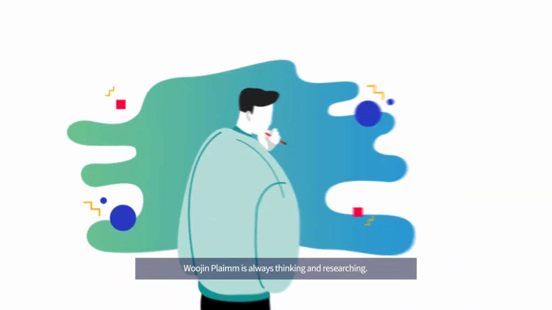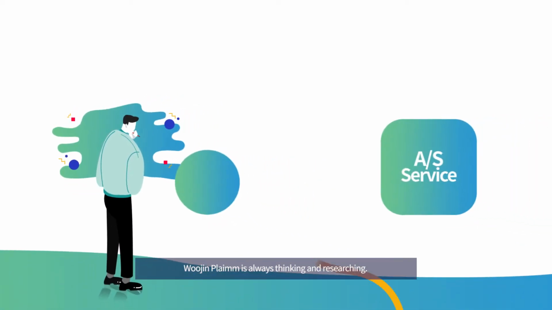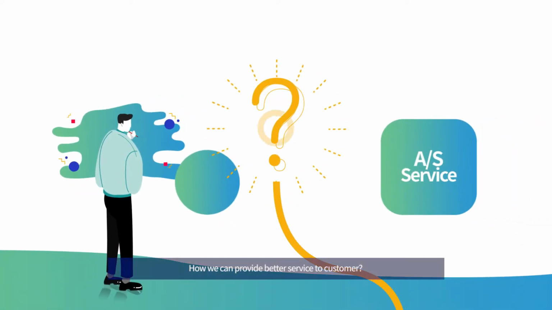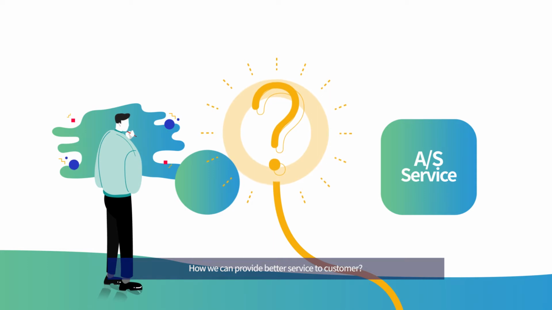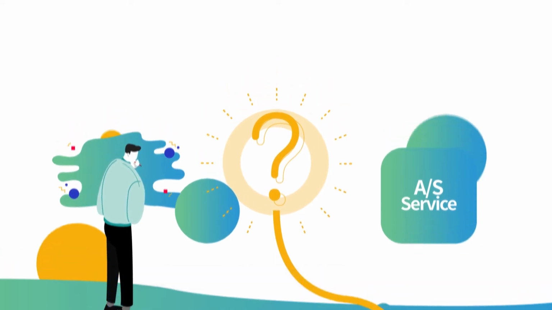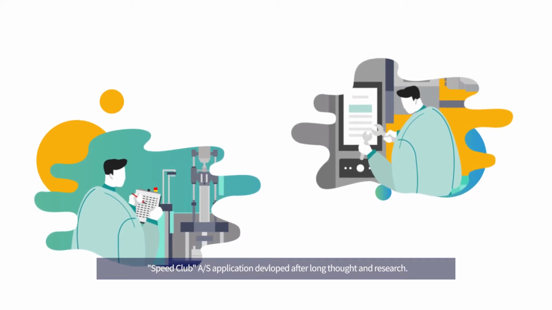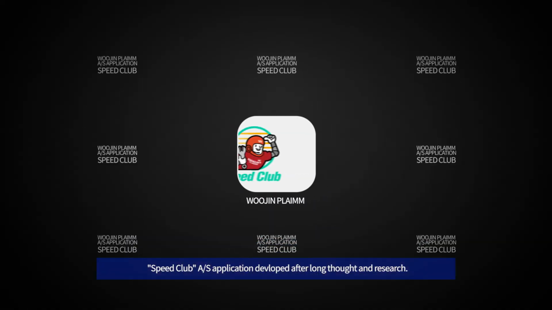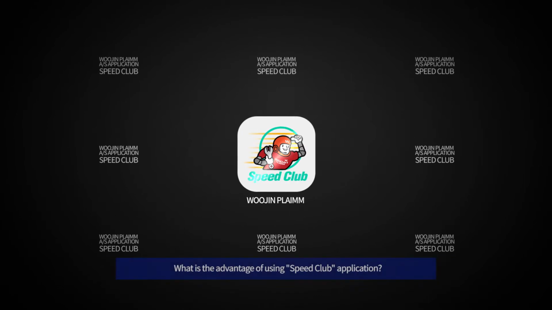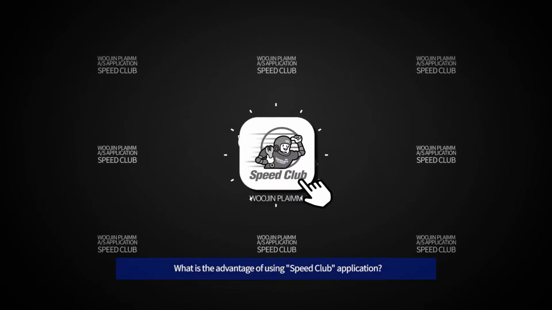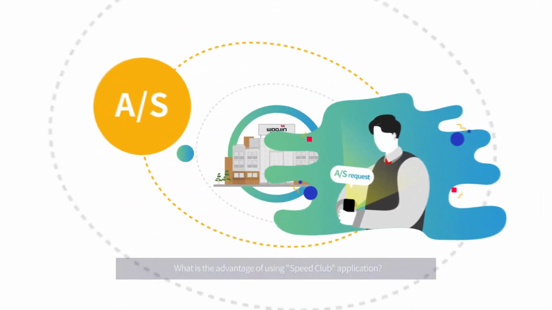Woojin Prime is always thinking and researching. How can we provide better service to customers? The Speed Club AS application was developed after long thought and research. What is the advantage of using the Speed Club application?